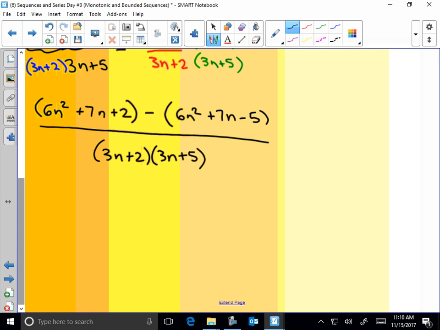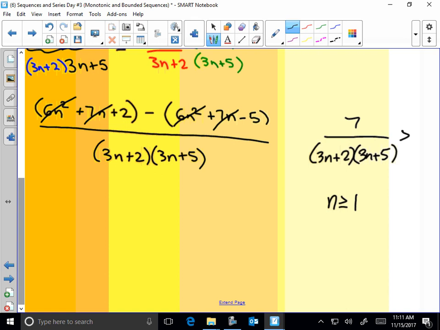Okay, so we see that this will disappear, and then we'll get what in the numerator? Positive 7. So if n is greater than or equal to 1, which is how it works in sequences, we start at 1 and then just increase, this will always be greater than 0. So this sequence is always increasing. So far, are we good? Okay, if it's always increasing, where does it start?